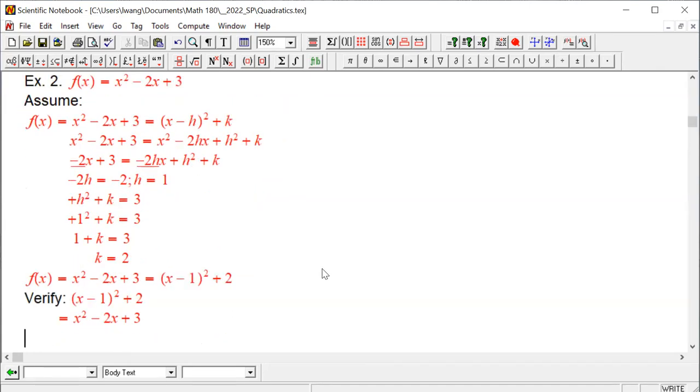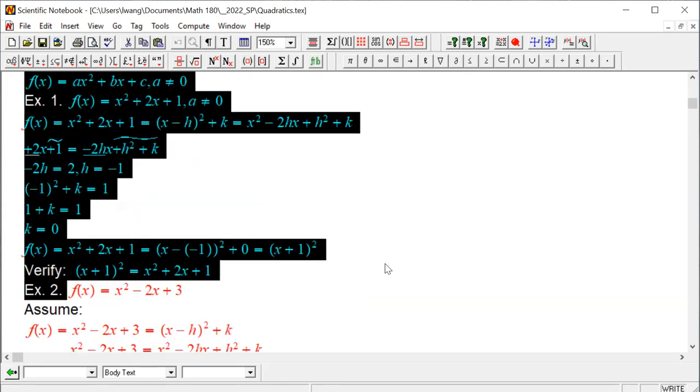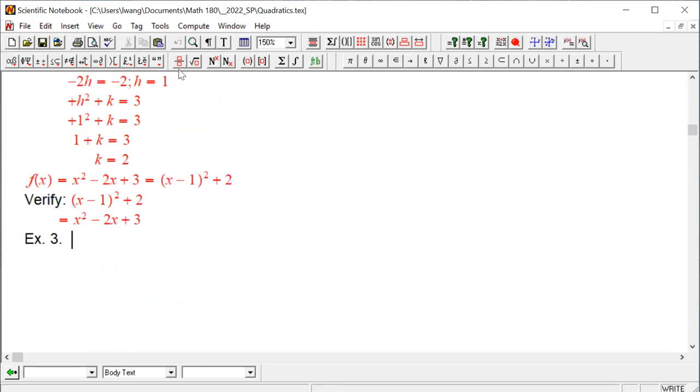I'm going to give you one more example, and then I'm going to show you another method to make a perfect square. Okay, so example number 3. And this time I'm going to give you something like this: f(x) equals 2 times x squared minus 5x plus 7. Rather random. I picked this example very randomly.